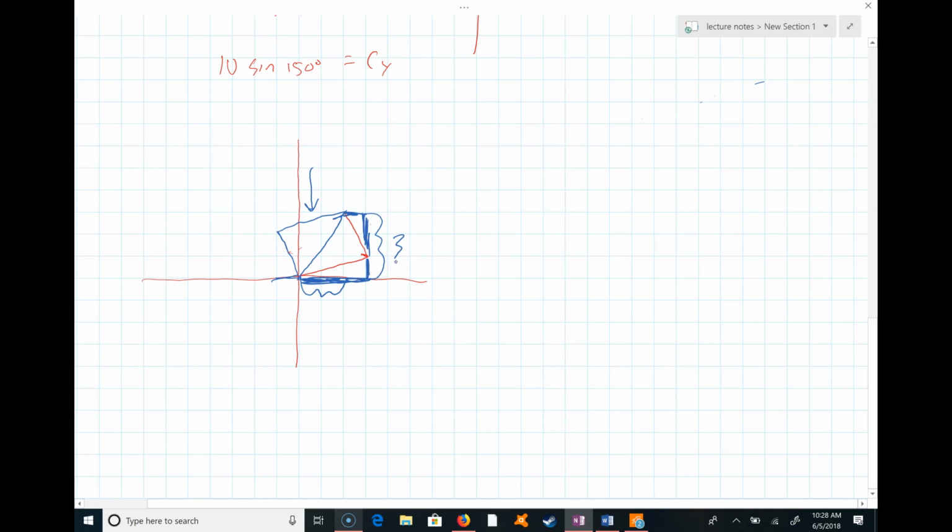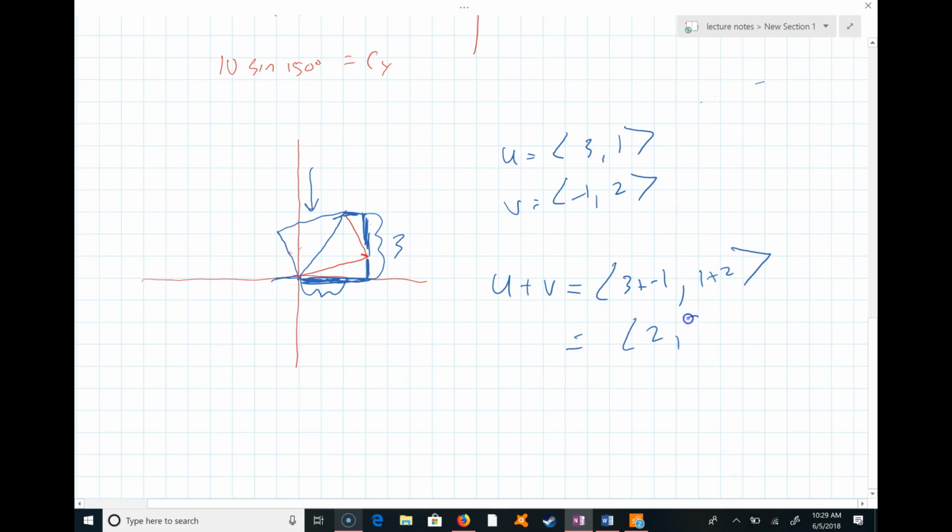So the cool thing about vectors is if they're in component form, all I have to do is add their components when I'm adding them. If I knew that this first vector was 3, 1, and the other vector was negative 1, 2, let's call them vector u and vector v, then u plus v would be 3 plus a negative 1 for my first component, and 1 plus 2 for my second component, which of course would be 2, 3. Notice that's the same result.